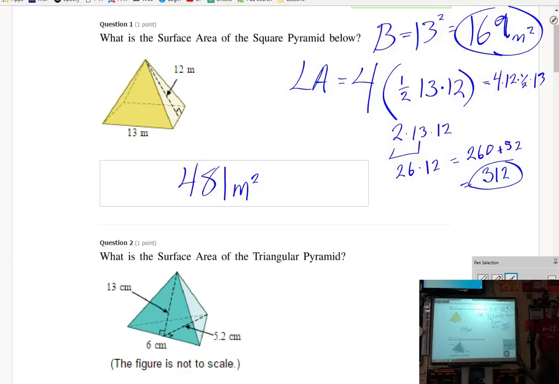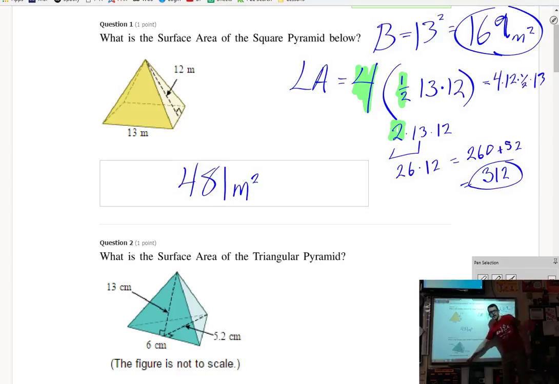Why don't you multiply the 13 by 2? Where? Because you divided the 4. That 2 came from those. I did half of 4 just because that was easier. Why are you doing times 4? There are 4 triangles. There are 4 faces that make up the lateral area.